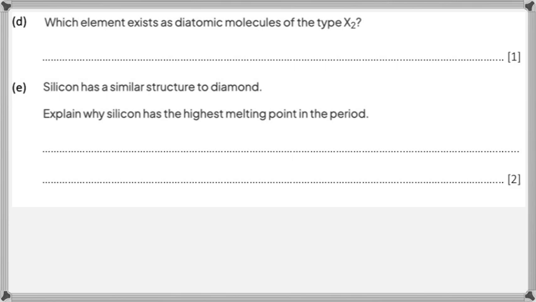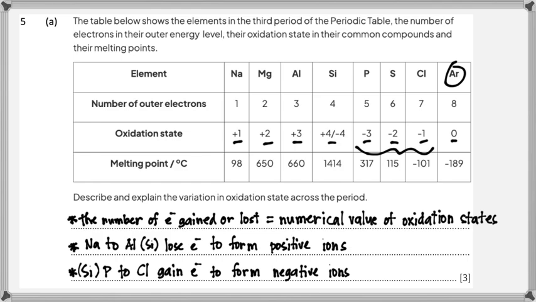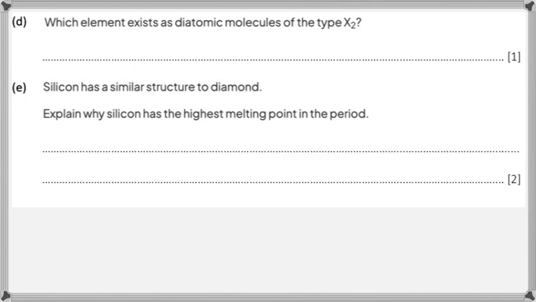For letter D, which element exists as diatomic molecules of the type X2? So, as I've been mentioning in the class, if the element ends with -ine, it's a diatomic molecule. Looking back at the table, we only have one here, which is chlorine. So the answer is chlorine. Okay, chlorine can be written as Cl2. Alright, they mean the same thing. It's just 1 mark.